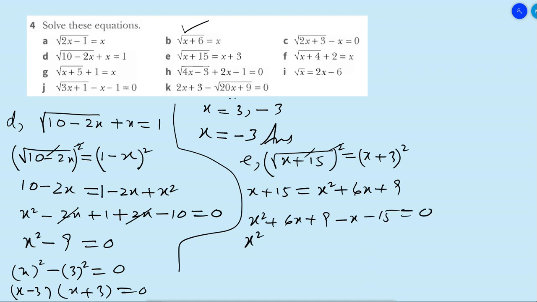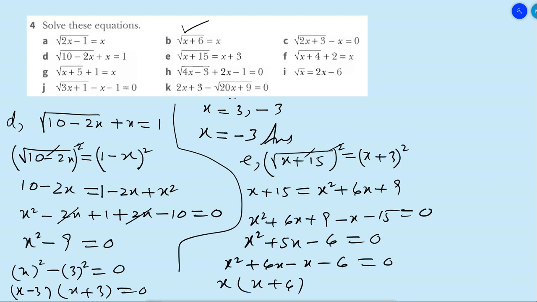x², 6 − 1 is 5, 5x, 9 − 15 is −6, = 0. So x² + 6x − 1x − 6 = 0. Taking x common, x + 6, and −1 common, x + 6 = 0. Now (x + 6)(x − 1) = 0. This implies that x = −6 and x = 1.